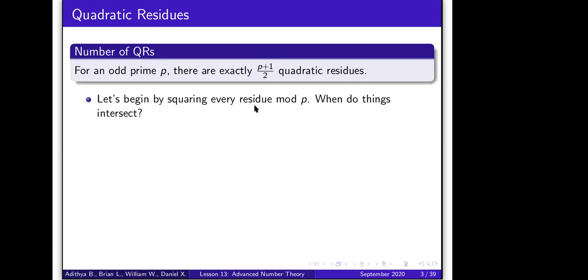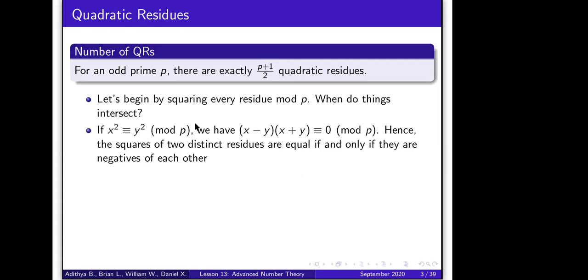Let's begin by squaring every single residue mod p. Basically, we just need to find when two squares coincide. So how can we do that? When do we have, for example, x squared equivalent to y squared mod p? If x squared is equivalent to y squared mod p, we can move y squared over and factor to get (x minus y)(x plus y) equivalent to 0 mod p. Since p is prime, the only way for this to be true is if p divides one of them. We know p can't divide x minus y because x and y are distinct, so p has to divide x plus y.